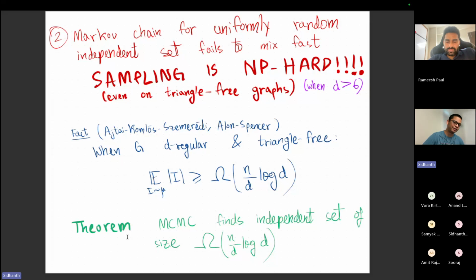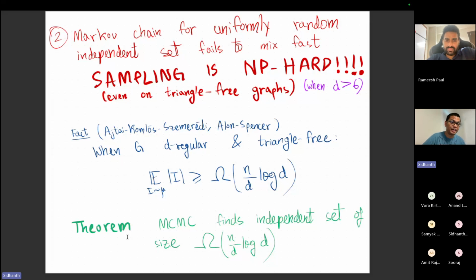I defined the sampling problem and I said, hey, here's my algorithm for the sampling problem, which is running a Markov chain. And this Markov chain happens to fail to mix fast, but then you might just think, well, the Markov chain might just not be a great algorithm. Maybe you should be doing something else. But no, actually, if you can sample from a uniformly random independent set in the graph, then NP equals RP. So the point is this is a very hard problem.